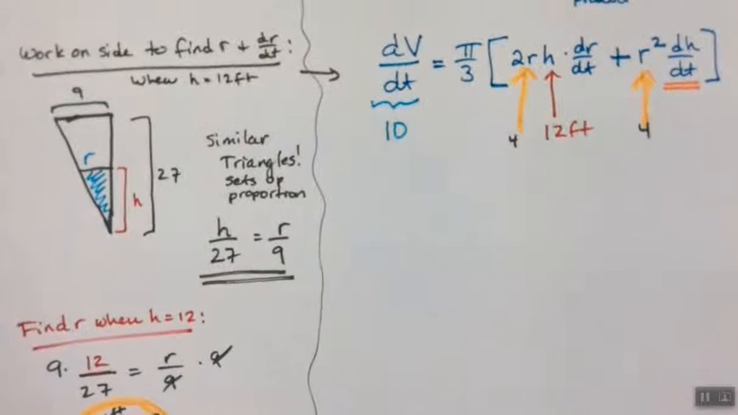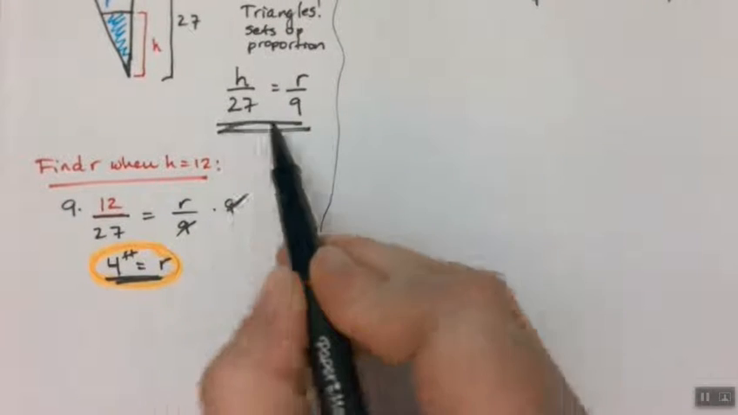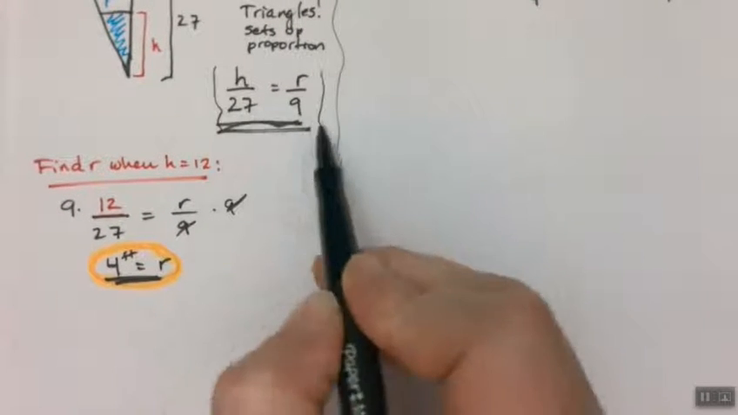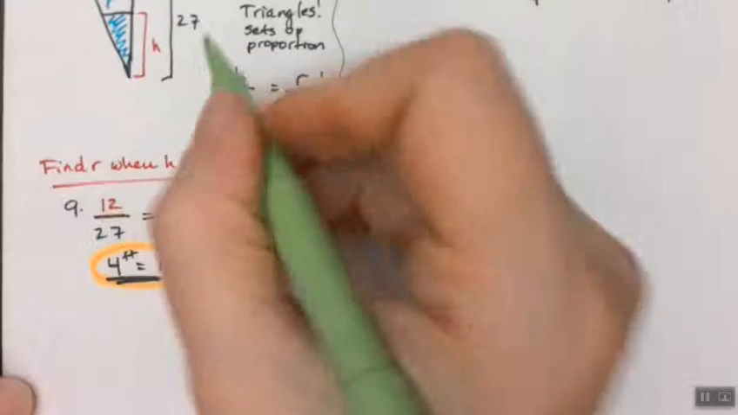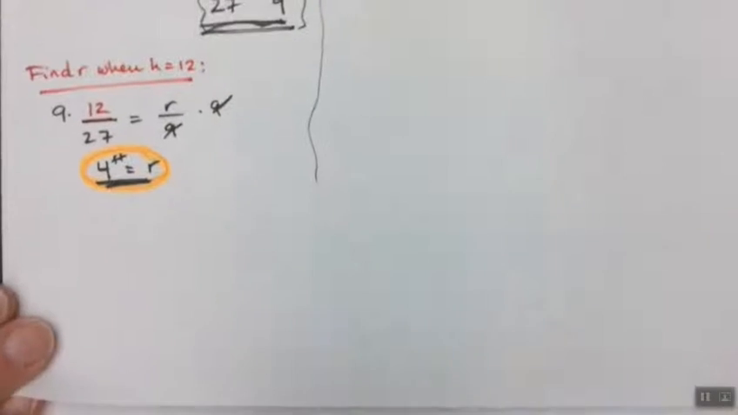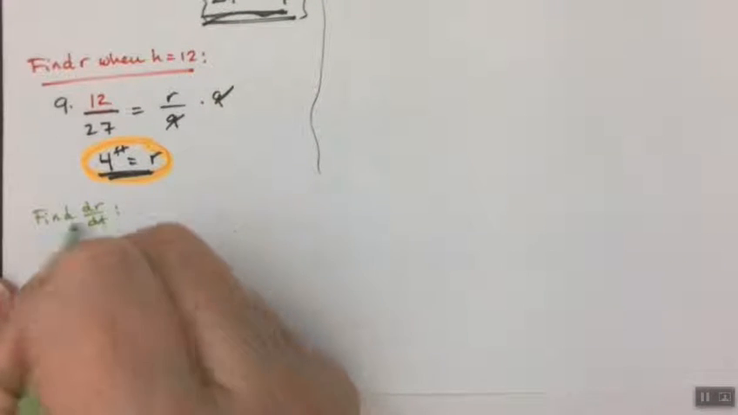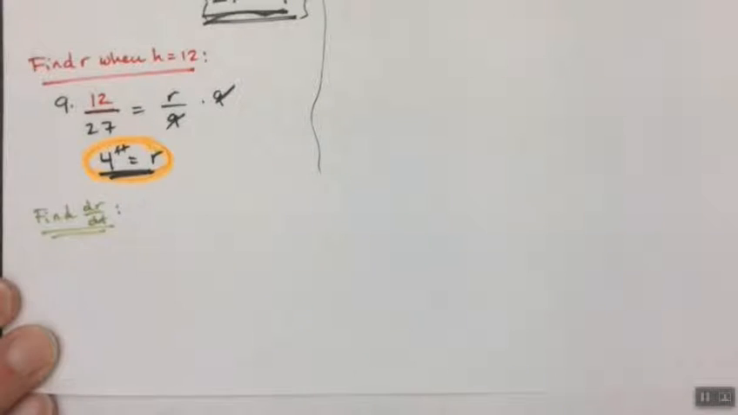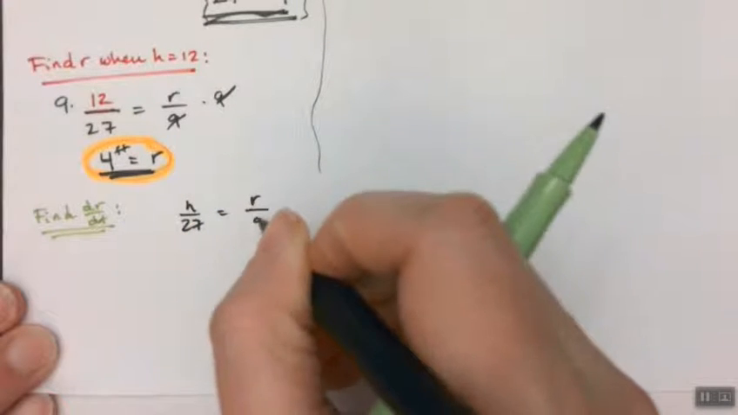All right, great. Now I just need dr dt. Well, again, I can use this relationship. I'm using this relationship for a lot of things. So if I want dr dt, I could take the derivative of both sides of this. So let me do this. So h over 27 equals r over 9.